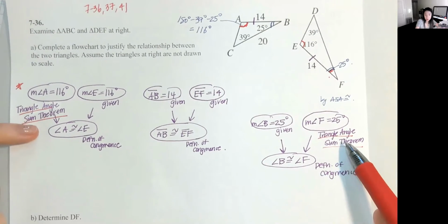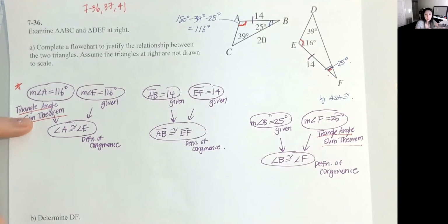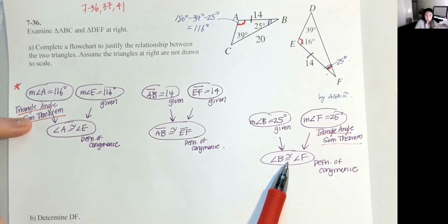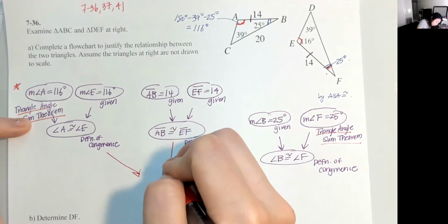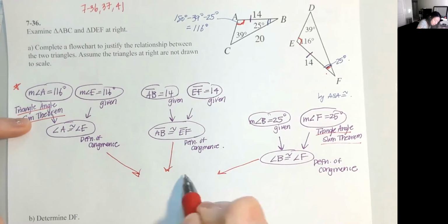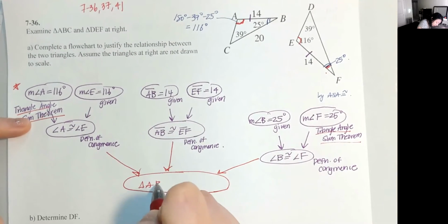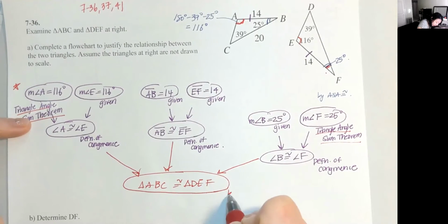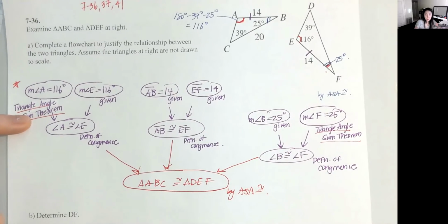So we got two triangle angle sum theorem reasons for the bubbles. And then now that we have the three pieces of information that allow us to prove that the triangles are congruent, all of those last three bubbles will lead to the conclusion that triangle ABC is congruent to triangle DEF by angle side angle. That's what that was.